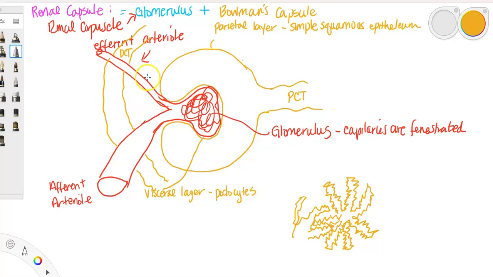All right, so in the distal convoluted tubule, right here are a set of cells. These cells are called macula densa cells. That's right here. These are the macula densa cells, and basically macula densa cells monitor the filtrate because there's filtrate traveling through here.